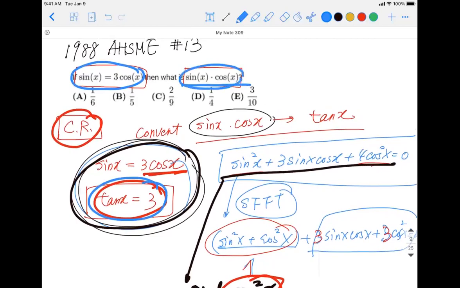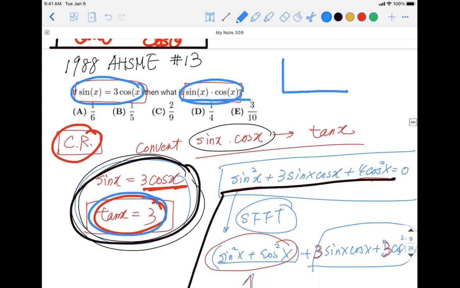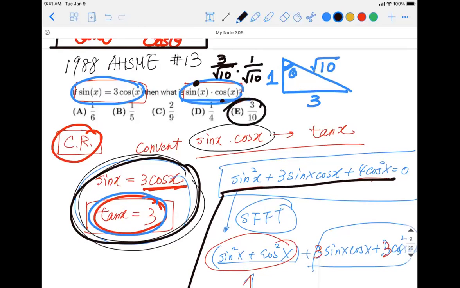The most straightforward way is you can actually create a triangle. In this triangle, you can construct something with tangent theta equals 3. So this is 3, this is 1, right? As long as you have 3 and 1, you will be able to create tangent theta. So what is our hypotenuse? This is going to be root 10. As long as you have all the sides, can you do sine? Sine is 3 over root 10. What is cosine? Cosine is 1 over root 10. So what's the value of the result? 3 over 10. That's it.